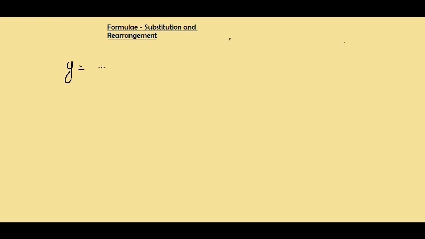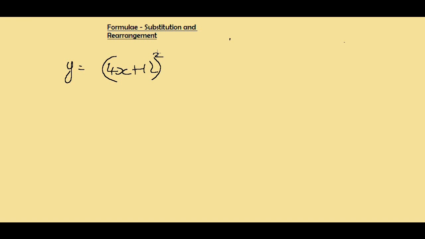Y equals 4x plus 12 all in brackets squared, and we want to make x the subject of the formula. So this one becomes a lot harder. They can actually become even more hard than this, but we'll concentrate on this one for now.